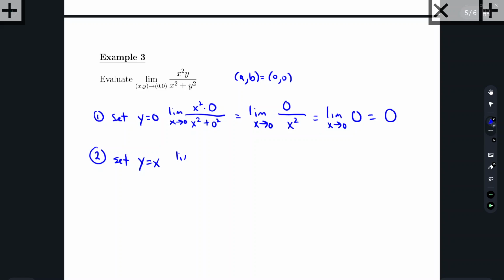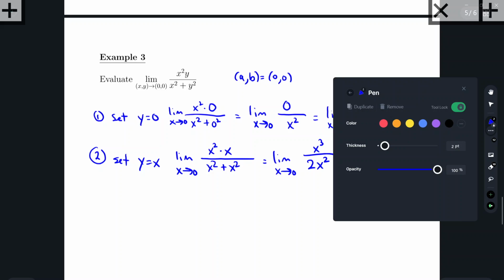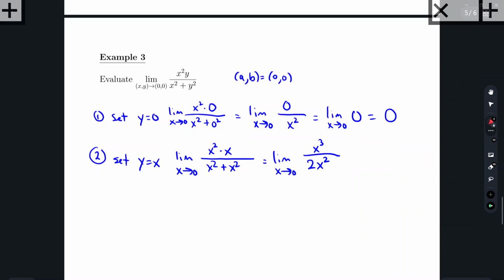So it'll be the limit as x goes to 0. What do we have? x squared times x over x squared plus x squared. Now we simplify. So x squared times x is x cubed on top, and then x squared plus x squared is 2x squared on the bottom. So now I can cancel the x's. So this x squared cancels 2 of the x's on top, so I still have an x left over.